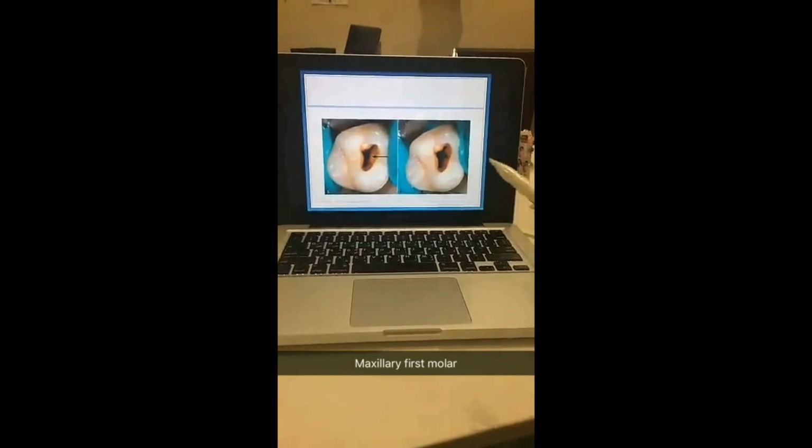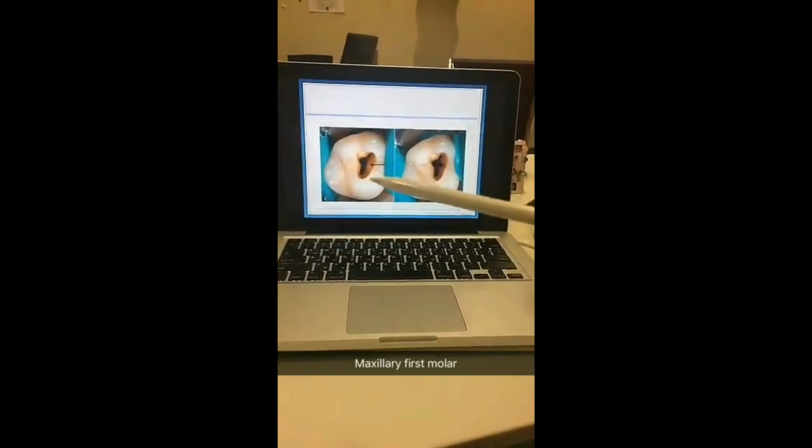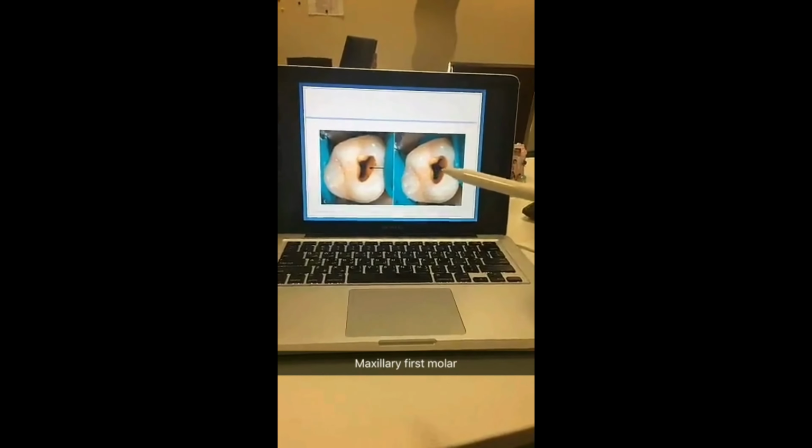If we keep in mind that there are only 3 canals, I will never find the 4th canal. You should remove this dentin here to expose MB2.